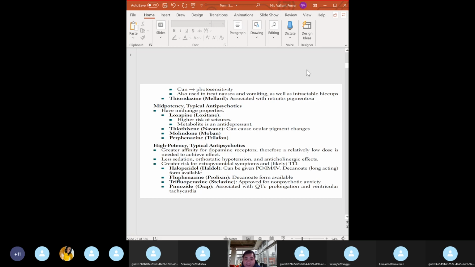High potency, high yield, very high yield, typical antipsychotics. You have a greater affinity for dopamine receptors, less sedation. However, the greatest risk for EPS. Haldol can be given PO, IM, IV, fluphenazine, trifluoperazine, pimozide, associated with QT prolongation.